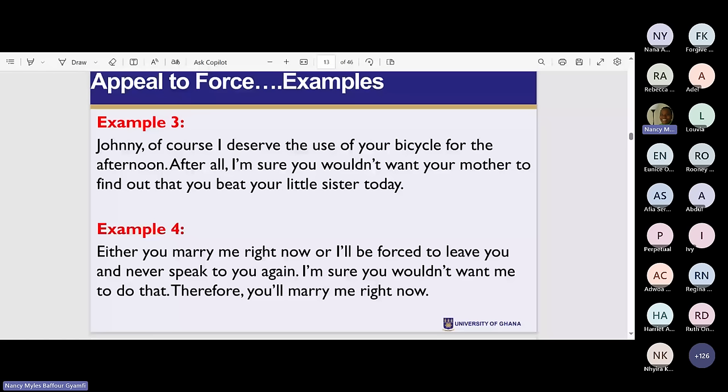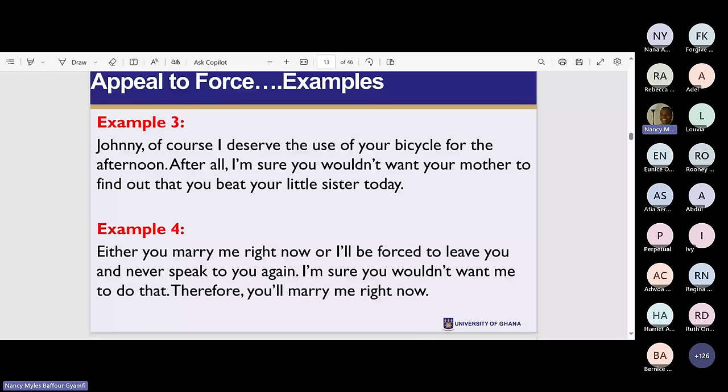So that's why you can imagine. Johnny will give the bicycle, he'll even add his lunch, because if the mommy is like, Nancy, don't beat your sister, daughter, no, I'm in trouble. So it is a threat. It's subtle. The person hasn't taken a stick to chase Johnny. No, he's not using a gun. No. It is in the language. Diversionary, no reason given. It is what? Appeal to threat. It's a fallacy. It's an error in the way the person is reasoning.